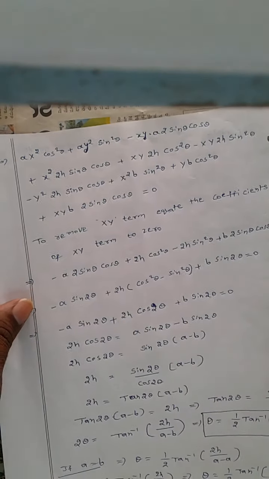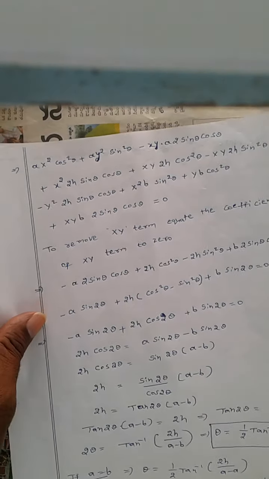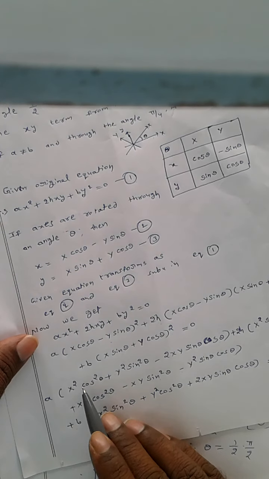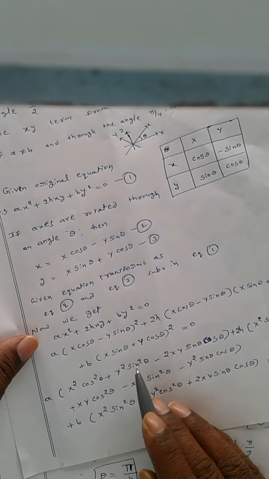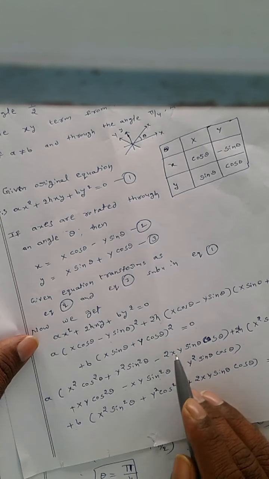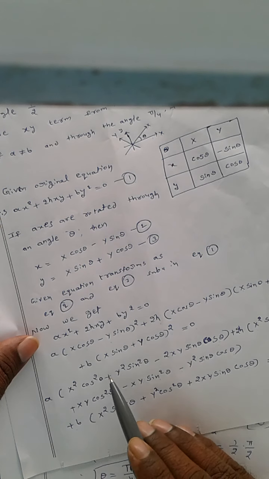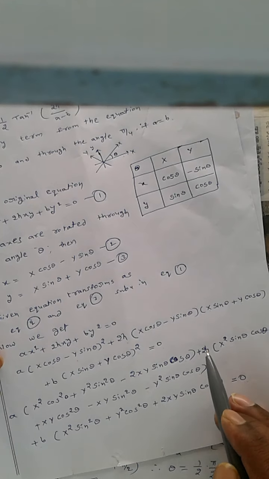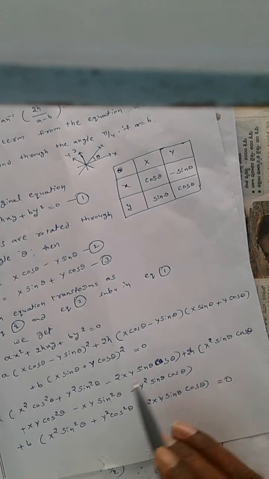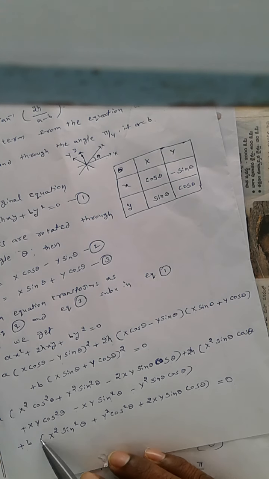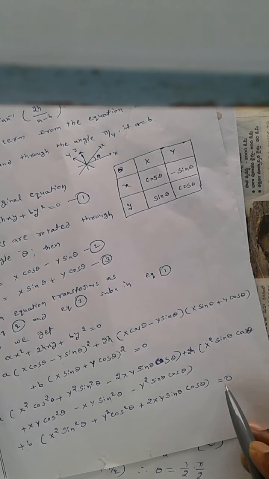ax square. So now it is multiplied on all these terms. So a into x square cos square theta plus a into y square sin square theta minus 2 a into xy into sin theta cos theta. A is multiplied on all these terms and plus 2h is multiplied on all these terms. Okay, next b multiplied on all these terms, that is equal to 0.